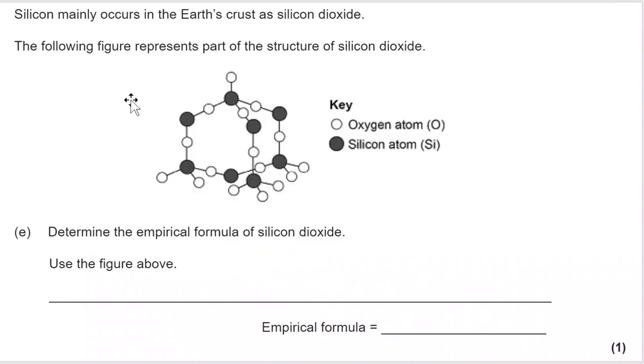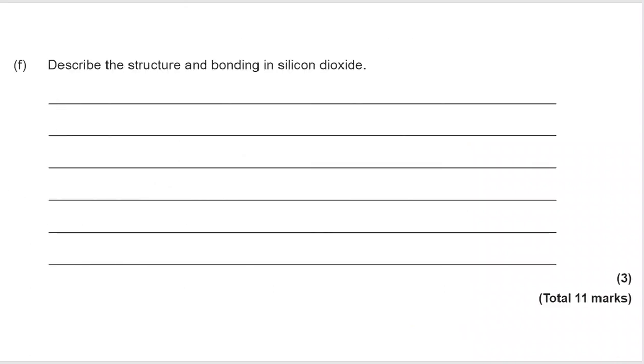Part E, silicon mainly occurs in the Earth's crust as silicon dioxide. We've got the diagram here. Determine the empirical formula. Now the easiest way to do it is count up the silicons, count up the oxygens. I've got 16 and I've got 8. So I've got Si8 O16. Simplest ratio is SiO2.